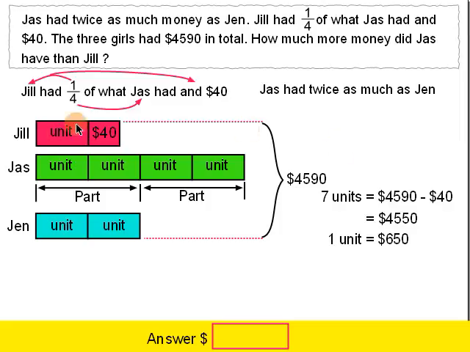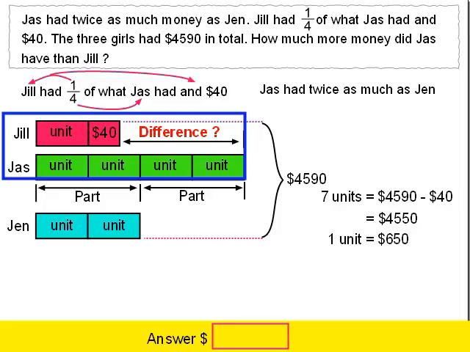Now we compare Jill and Jess's model once again. Since we have a unit here and $40, and here we have 1, 2, 3, 4, we can actually strike off the units. We don't need to compare the units, we just need to find the difference. So now straight away you can see that if Jill had $40, then Jess will have 3 units, and the difference will be here.